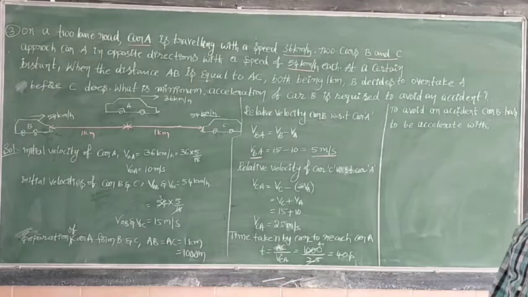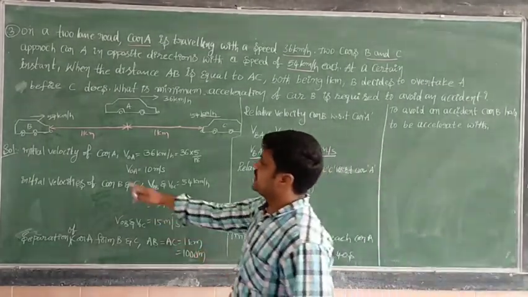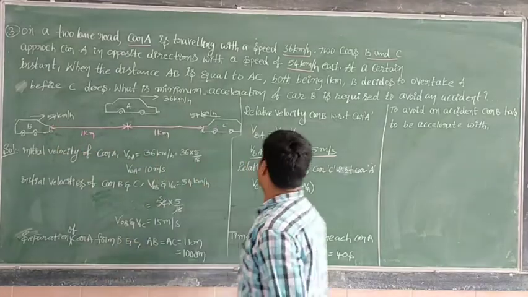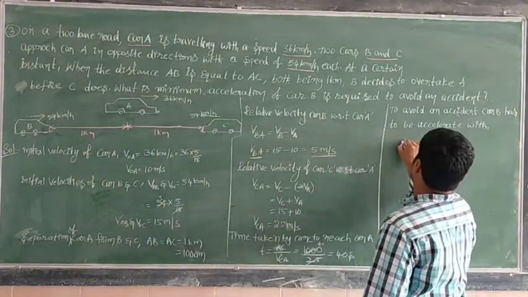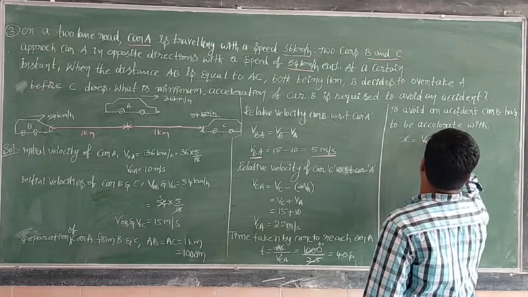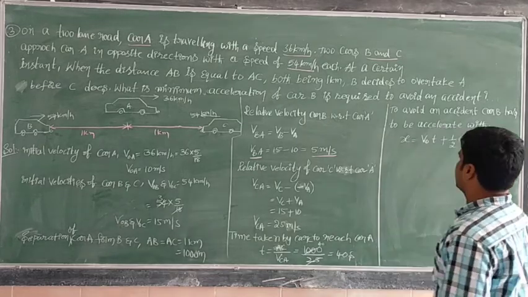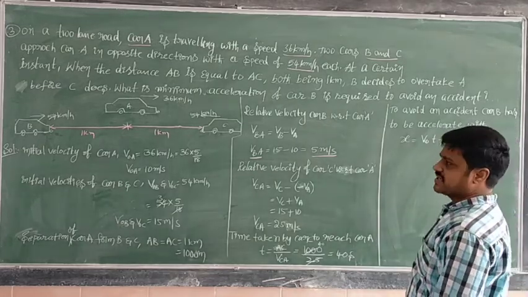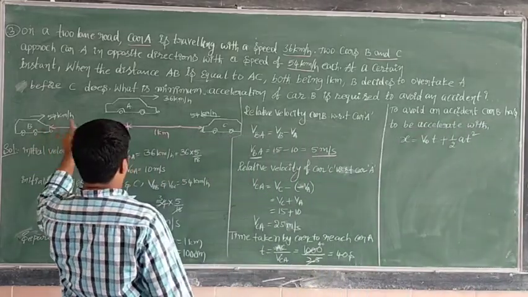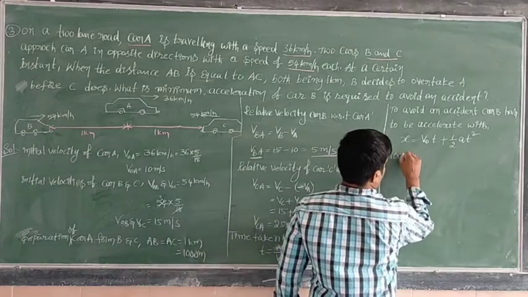So to find the acceleration, we take the distance, which we know from A to B, and the initial velocity, which we also know. So we use the second kinematic equation: X equals V naught T plus half A T squared. Now X is nothing but the distance between the two cars, A to B. What is the distance? 1 kilometer, which is 1000 meters.